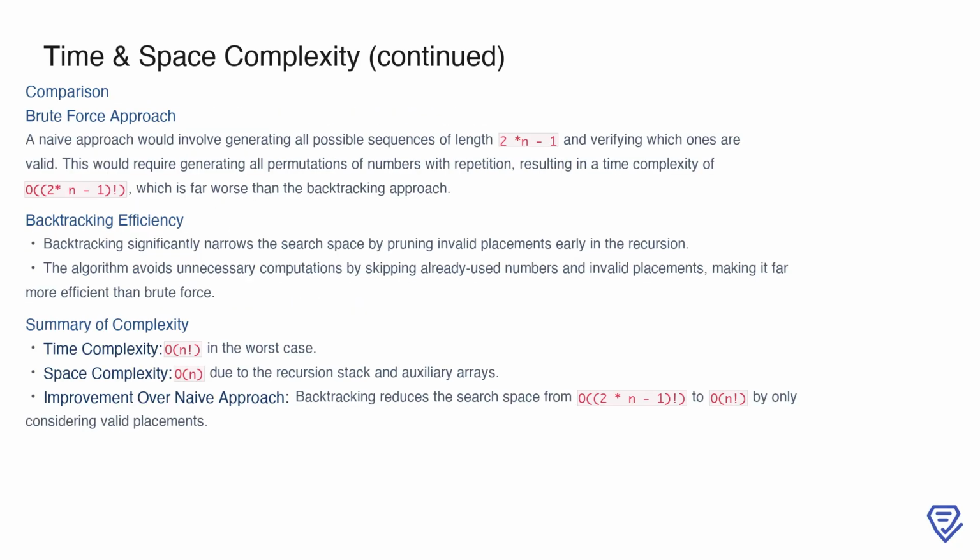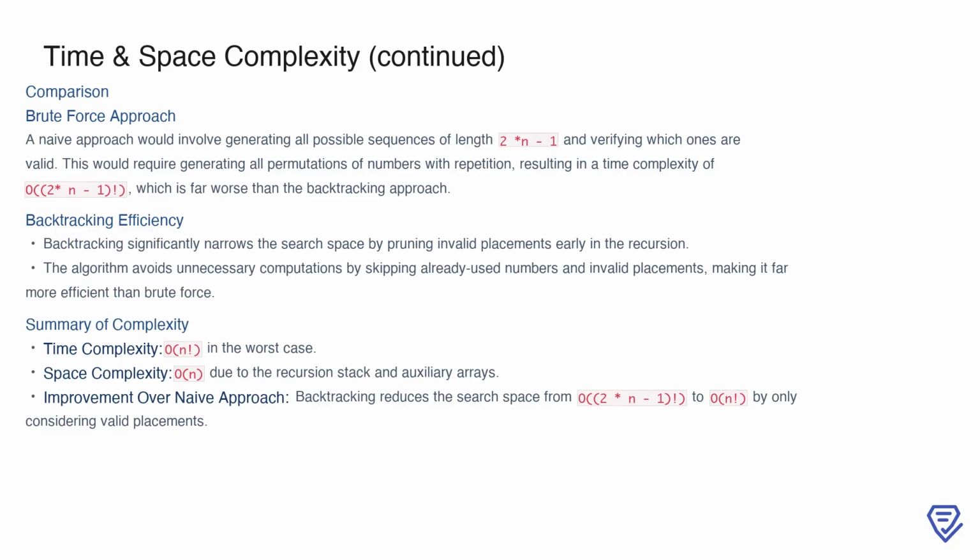To put the efficiency of this backtracking approach into perspective, let's compare it to a brute force method. A naive solution would involve generating all possible sequences of length 2n-1 and then verifying which ones satisfy the constraints of the problem. This would result in a staggering time complexity of O(2^(2n-1)), as it explores every possible permutation with repetition. In contrast, the backtracking approach narrows the search space significantly.